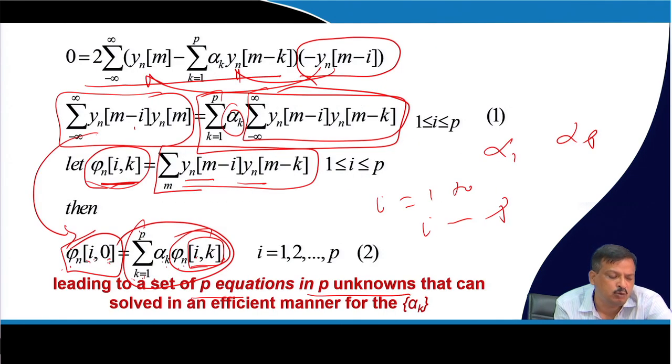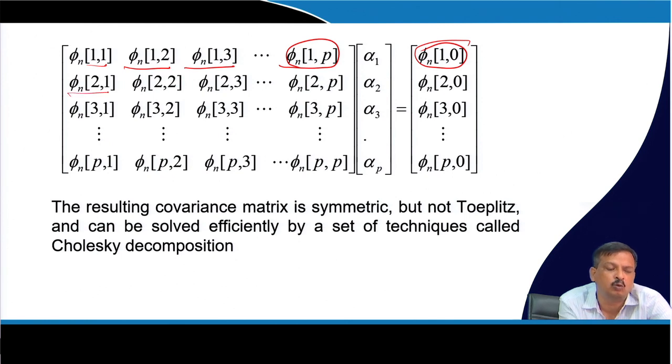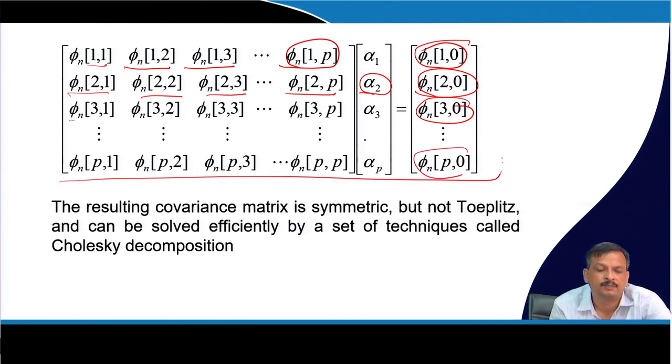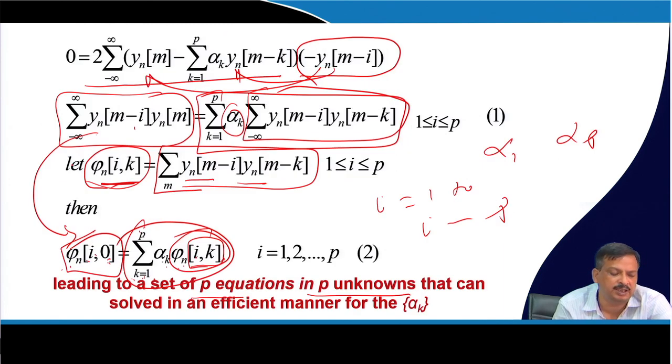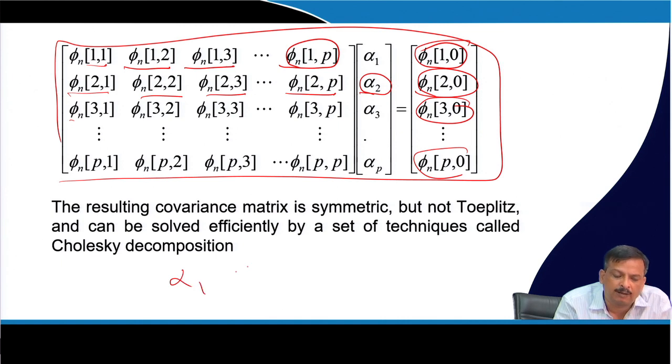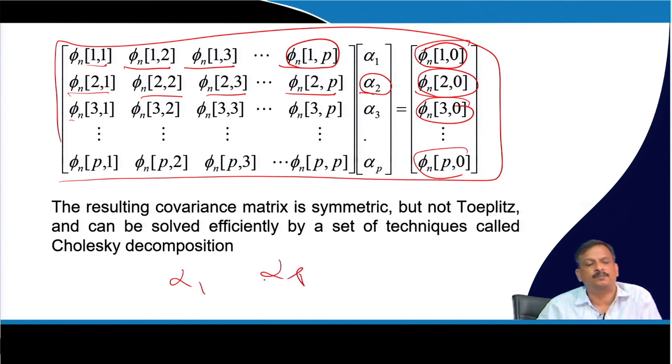Next i equal to 2, so the second row: φ(2,1), φ(2,2), φ(2,3), up to φ(2,p), multiplied by α2, equal to φn(2,0), then i equal to 3, up to i equal to p. So this is the matrix form of this equation. Now I have to solve this matrix to find α1 to αp.